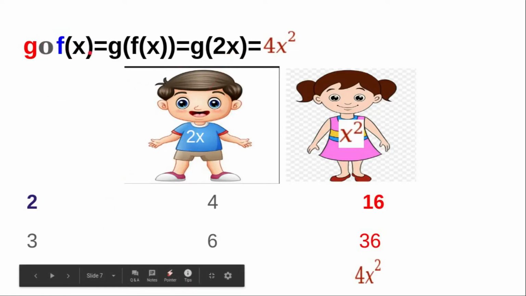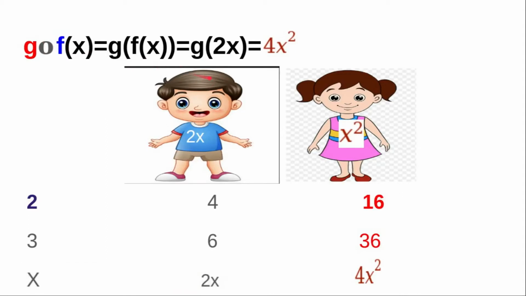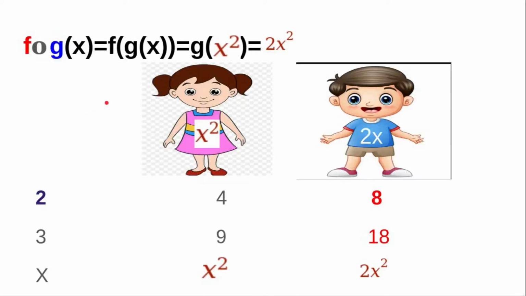Therefore, g dot f of x is equal to g of f of x, that is g of 2x, that is 2x the whole square, that is 4x square.